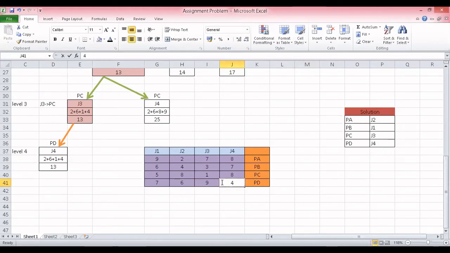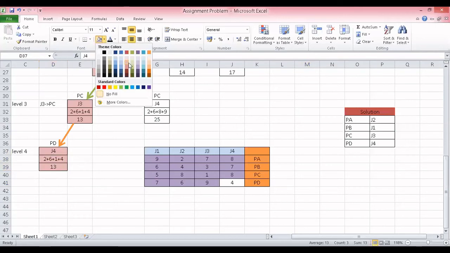Coming to this last row, only one box value is left out, that is 4. So take that 4 here. The sum comes out to be 13. So this also is complete. This level also is complete now.